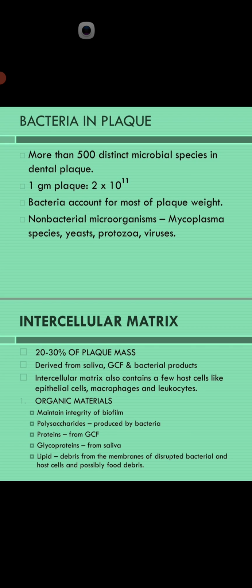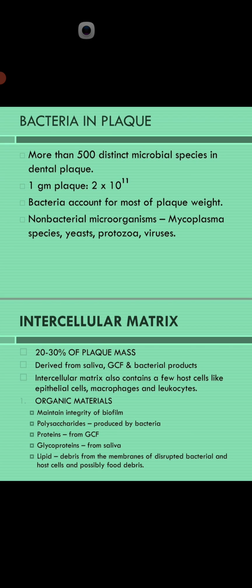Now, bacteria in plaque. There are more than 500 distinct microbial species in dental plaque. This is very important for MCQ's point: 1 gram of plaque consists of 2 into 10 to the power 11 bacteria. Bacteria account for most of the plaque weight. Non-bacterial microorganisms other than bacteria are also present in the plaque, which are mycoplasma species, yeast, protozoa and viruses.